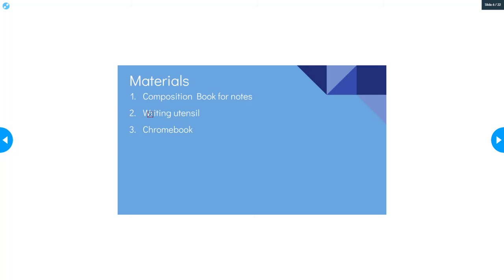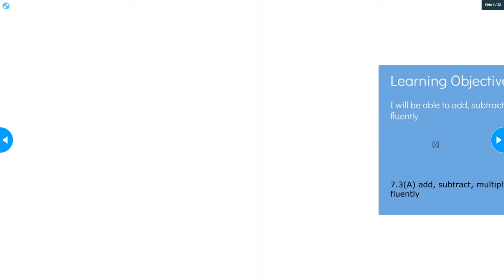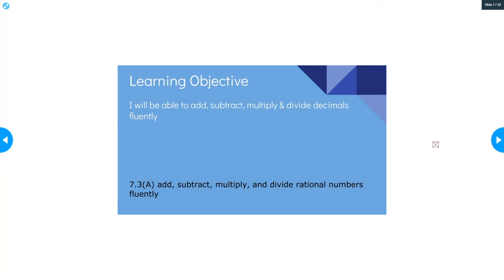And you already have a computer or a Chromebook. That's how you're watching this video. Again, I don't think it's beneficial for you to be watching this on a phone or a tablet. So if you can get to a computer, get to your Chromebooks, and log into those Chromebooks to do these lessons, because it's a lot easier to see on your screen as well as working on this Nearpod. Let's move on to the next slide. Our learning objective is the same as yesterday. I'll be able to add, subtract, multiply, and divide decimals fluently.